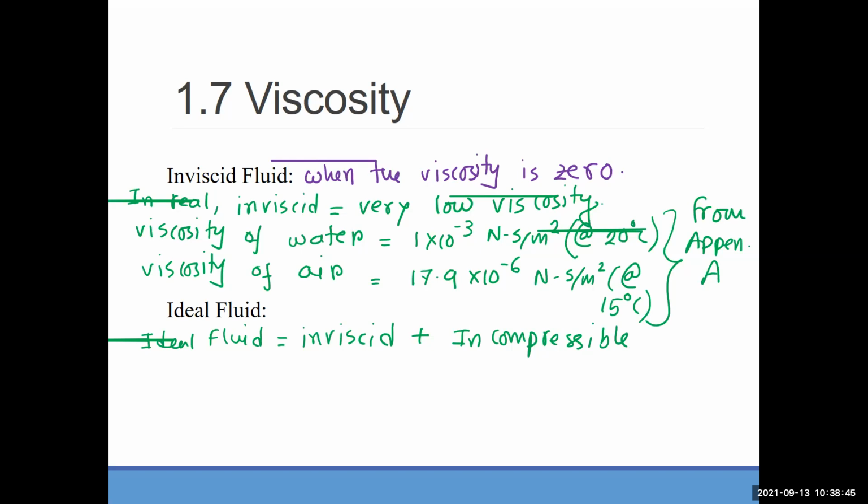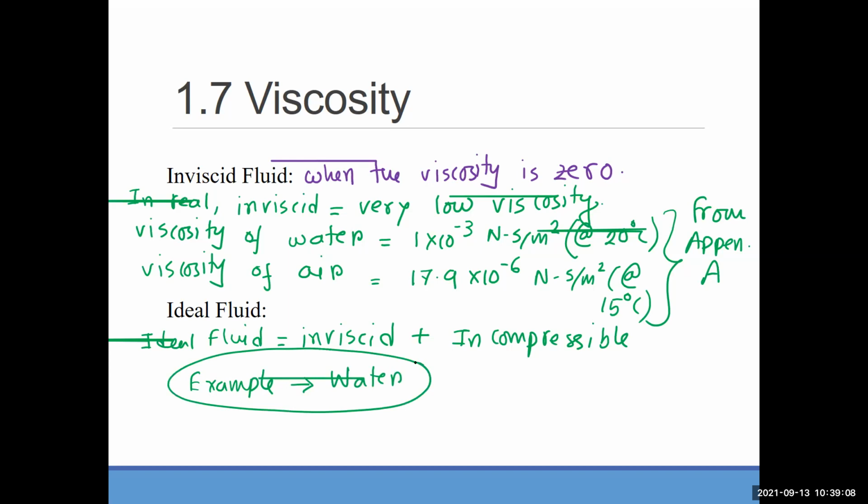What can be the best example of ideal fluid? You have one example on top of that. Water, yes. Okay. So in real, obviously, we can't have inviscid fluid. It has some sort of viscosity. That's why instead of ideal fluid, sometimes we refer to it as the real fluid. Real fluid means it has some sort of viscosity. It's incompressible. It's called the real fluid.